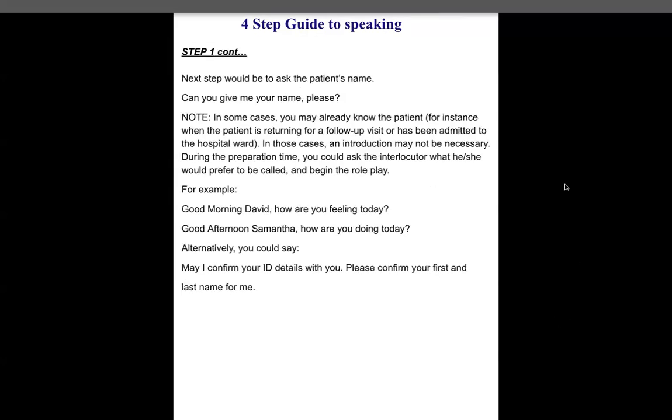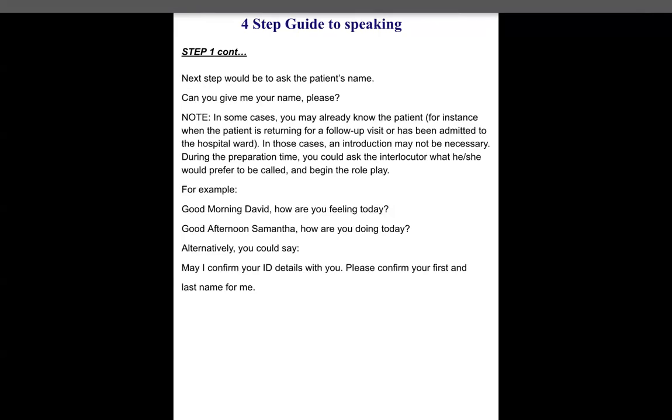And then the next step under step one would be asking the patient's name. So you could ask, can you give me your name, please? These are the basic steps that you would do anyway when you are working in a hospital. So you have to implement the same thing during this exam as well. So the next step would be asking the patient's name.